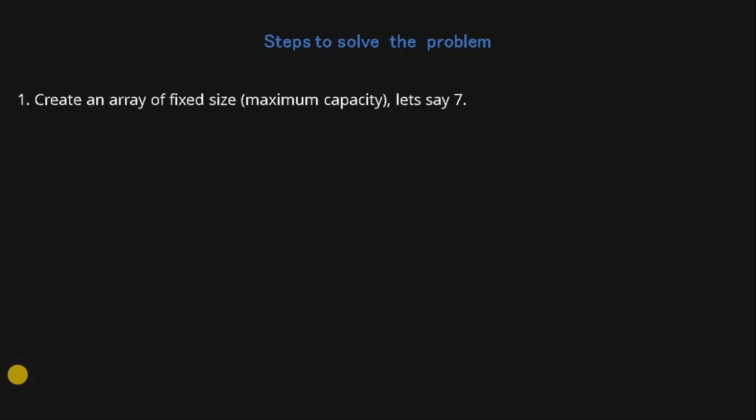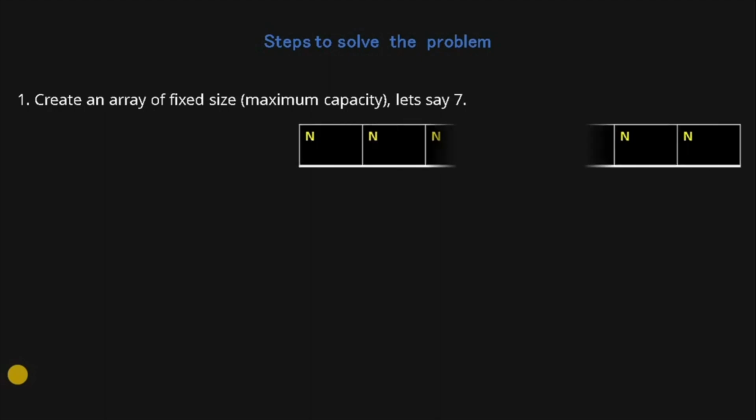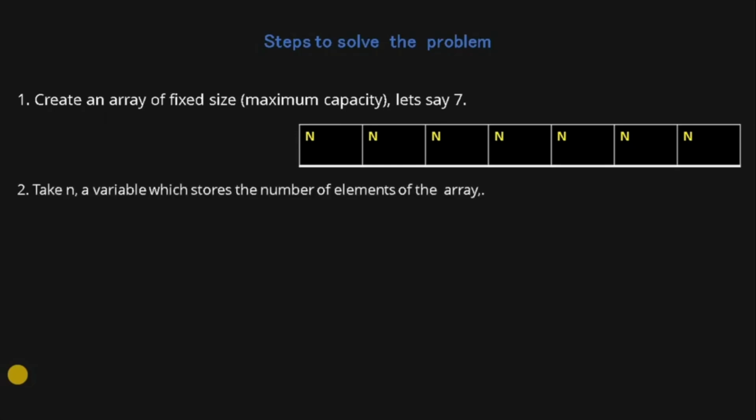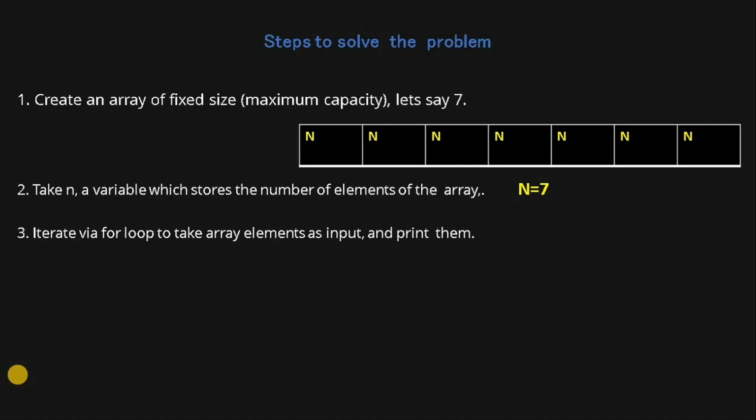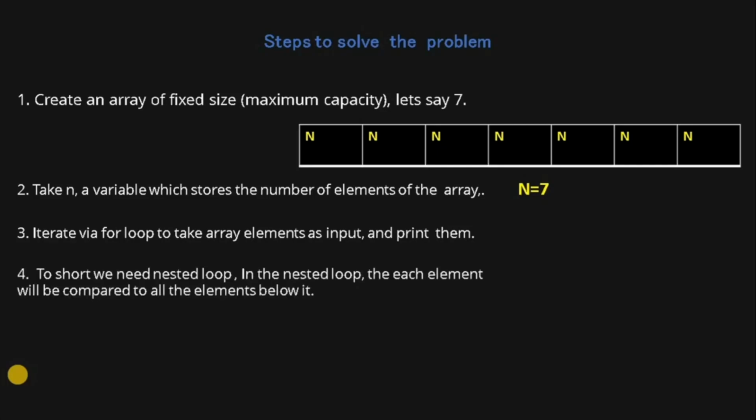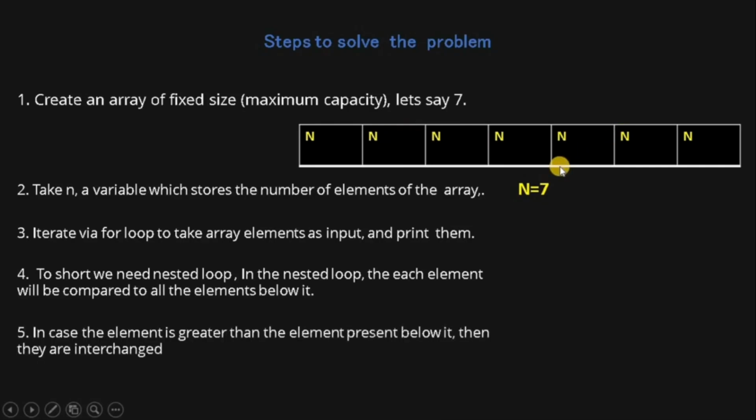So, the steps to solve the problem. First of all, we will create an array of fixed size, that is maximum capacity, let's say 7, right? So here I made an array of 7. And I will take an n variable which stores the number of elements of the array. Let us suppose n equals 7 there, and we will iterate the loop and take the array elements and print them. To sort, we will use a nested loop, and each loop will compare with all the elements below it. What I'm trying to say is, first of all, we will check this value with all the numbers behind it, and then again the second with all the numbers behind it, and likewise.